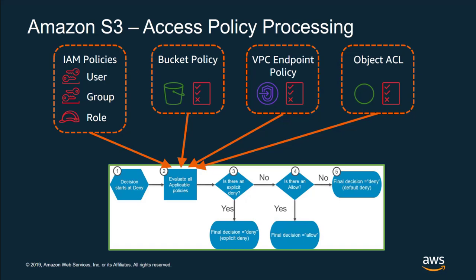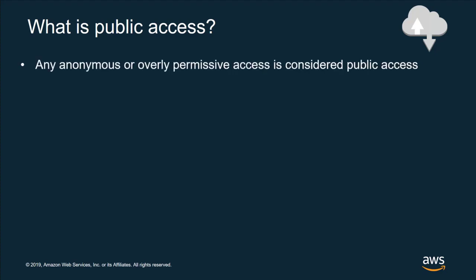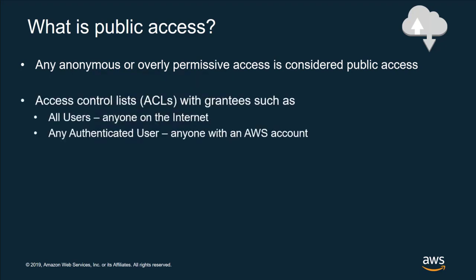Okay. All right. So a common question we get is, what does public access mean for S3? Essentially, how we define public access is overly permissive access on your buckets. There are two ways to do that. You can create an access control list, or ACL. There are some predefined ACLs that enable access to all users, or anyone on the internet, or you could create an ACL for any authenticated AWS user, so essentially anyone with an AWS account.